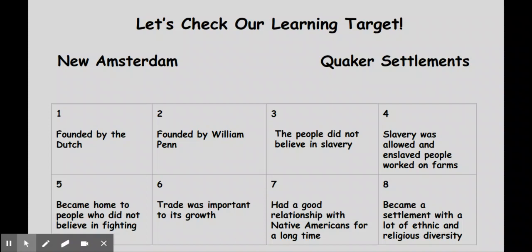Number 6. Which settlement grew because of trade? The answer is New Amsterdam. Number 7. Which settlement had a good relationship with Native Americans for a long time? The answer is the Quaker settlements. And number 8. Which was known as a settlement with a lot of ethnic and religious diversity? The answer is New Amsterdam.